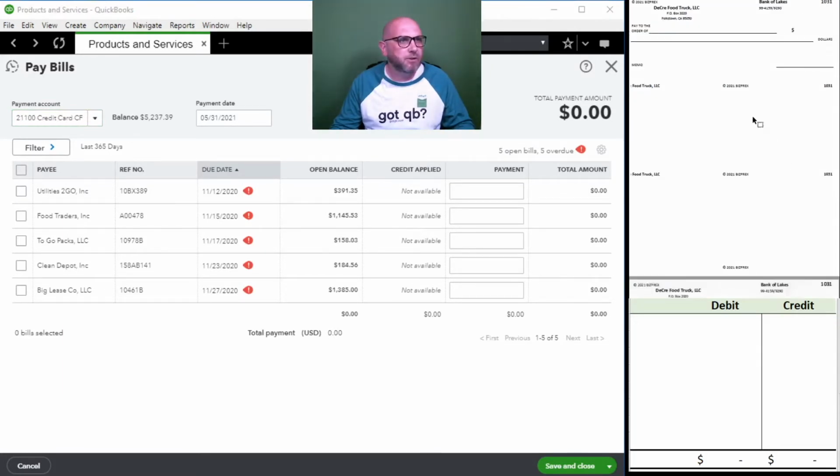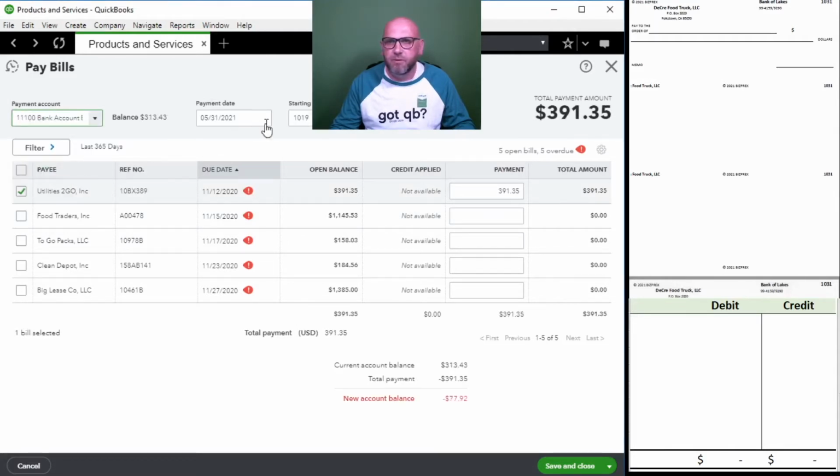Okay, so we have this blank check that we will put in the printer, and it's utilities to go. In this case, we're going to pay it with our bank, and we're going to click print it later, so that we can see how it's happening. So what's going to happen? Well, once we print the check, this transaction will take place. Our accounts payable account will be reduced, that liability will go down.